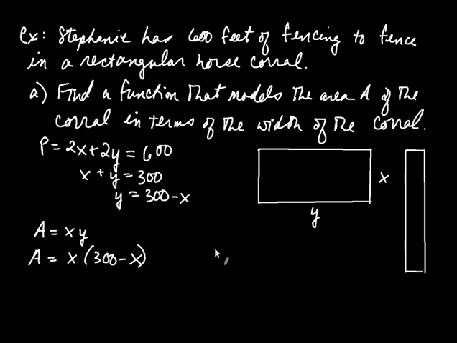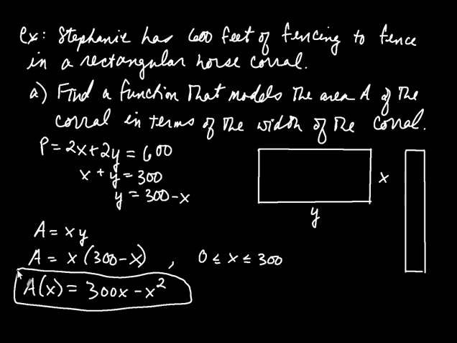Now there is a restriction here. And the restriction is that, well, first of all, x of course has to be positive. But notice that x can't exceed 300. Why? Because if it was 300 here and 300 there, that would use up all 600 feet of fencing. So the restriction is that x has got to be positive, but also less than or equal to 300, so that the problem makes sense. So this is our function, and people often write it in function notation. That is A of x is equal to, and if you distribute the x, it's 300x take away x squared. Okay, so this is our answer for part A. This is our area function in terms of the width x.